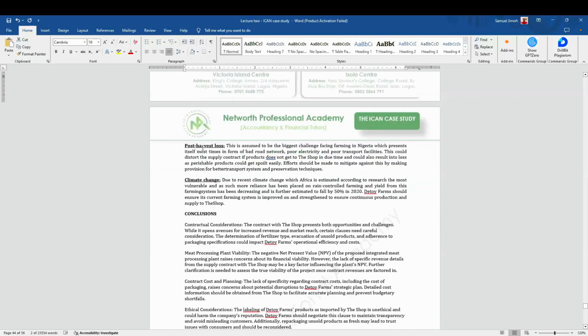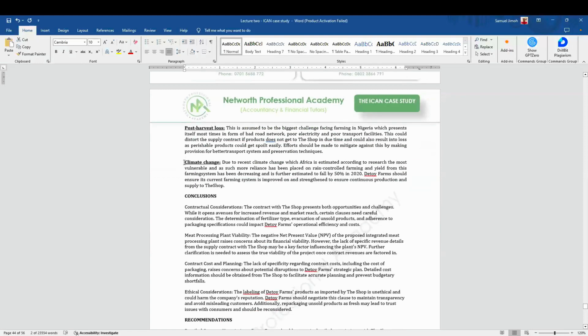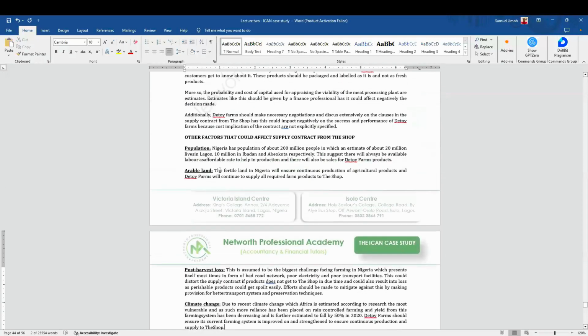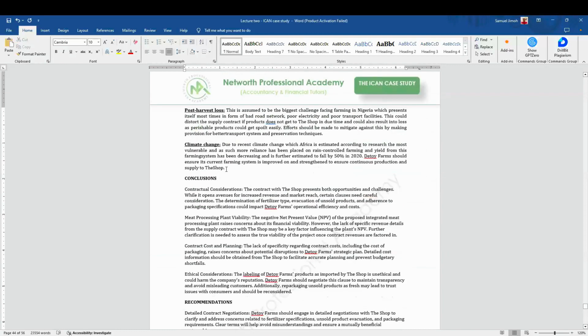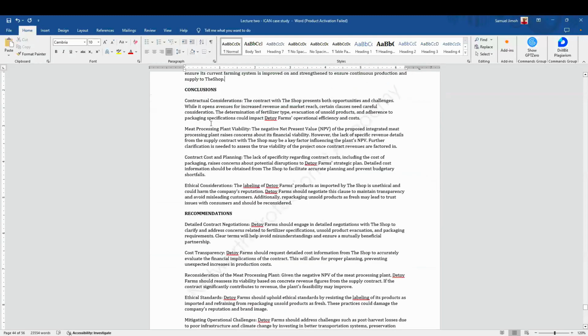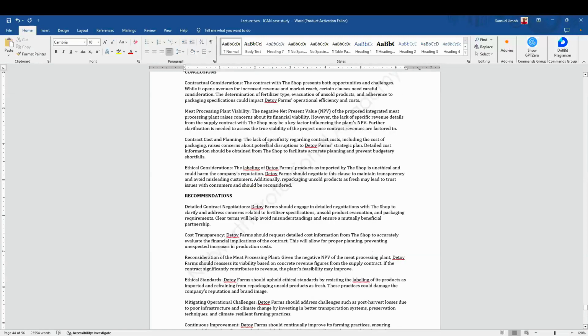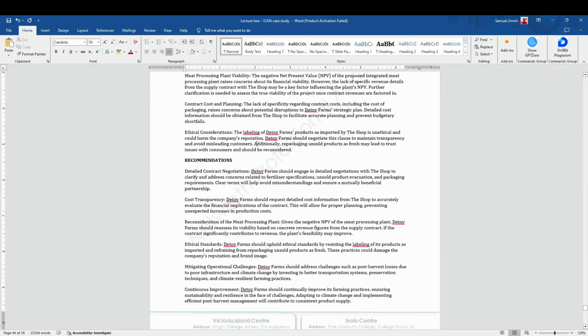Then post-harvest loss could be an issue, right? Then climate change could also be an issue in the arrangement. So those are the external factors that could affect the proposal and the meat processing plant. Then I make conclusion that contractual considerations, those clauses that I've identified above, should be looked at. Then the viability of the meat processing plant, the contract cost and planning is not okay, and the ethical consideration. Those are my conclusion. Then I made recommendation.